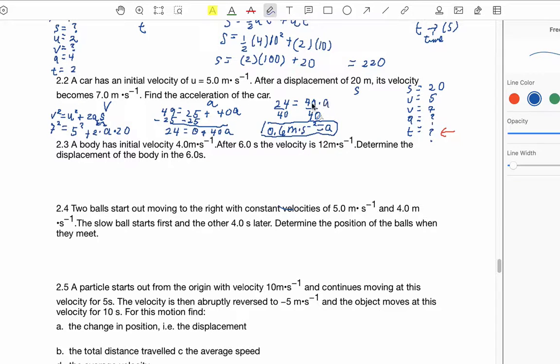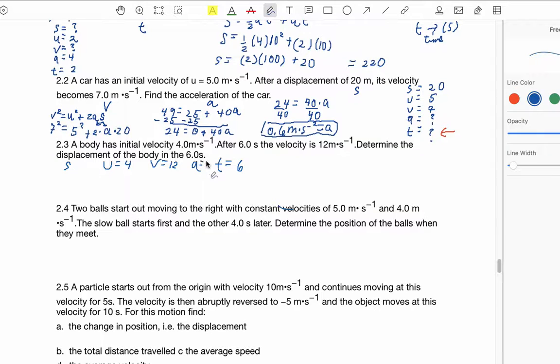Problem 2, 3, 6, and 7 right now for all of you. So let's just begin with everything that we know. We're going to start with SUVAT, S-U-V-A-T, the letters. So the initial velocity is 4. After 6 seconds, the final velocity becomes 12. And we want the displacement of the body after 6 seconds.